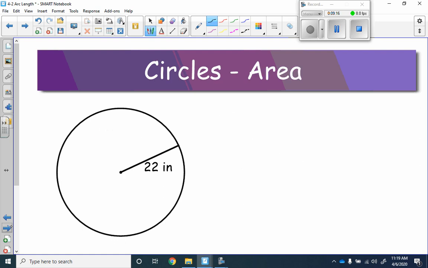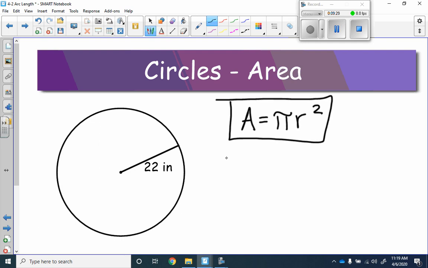Second part of this then is taking a look at how do you find the area of a circle. And we're going to talk about the area of a sector then. So hopefully you remember that pi r squared is the area for a circle. So in this circle here, I can take pi times 22 squared.